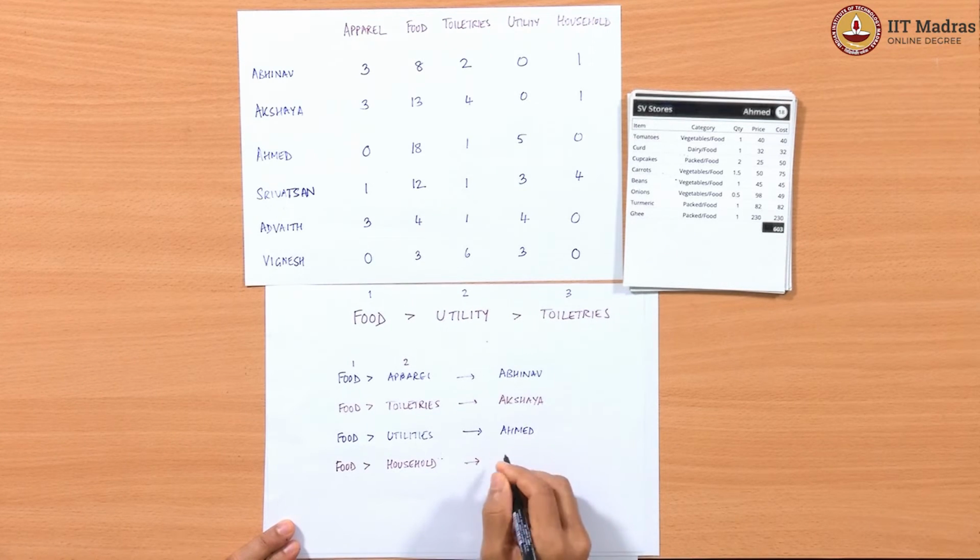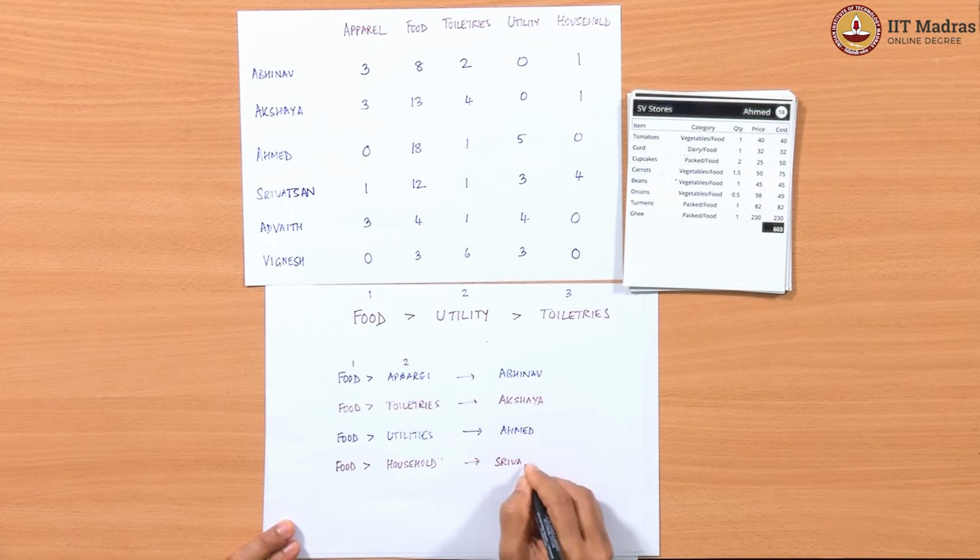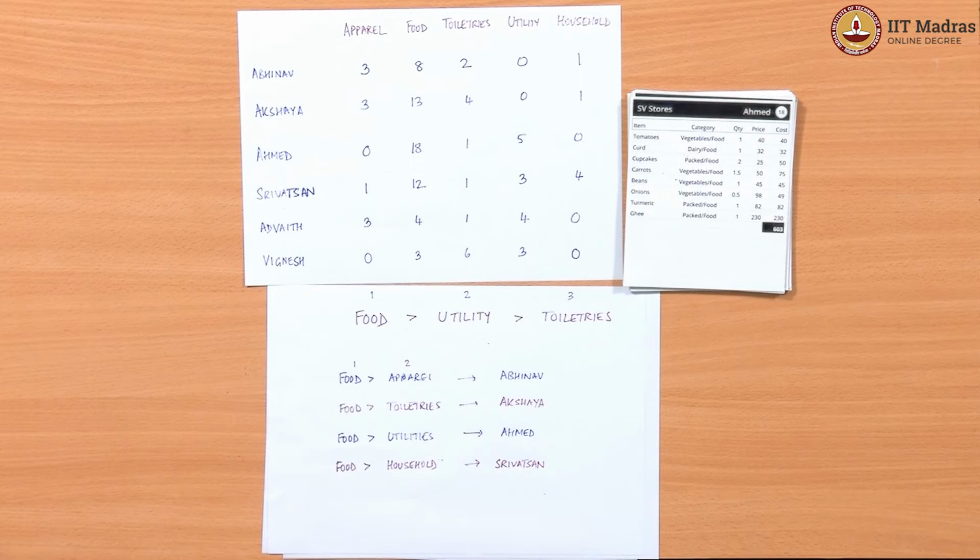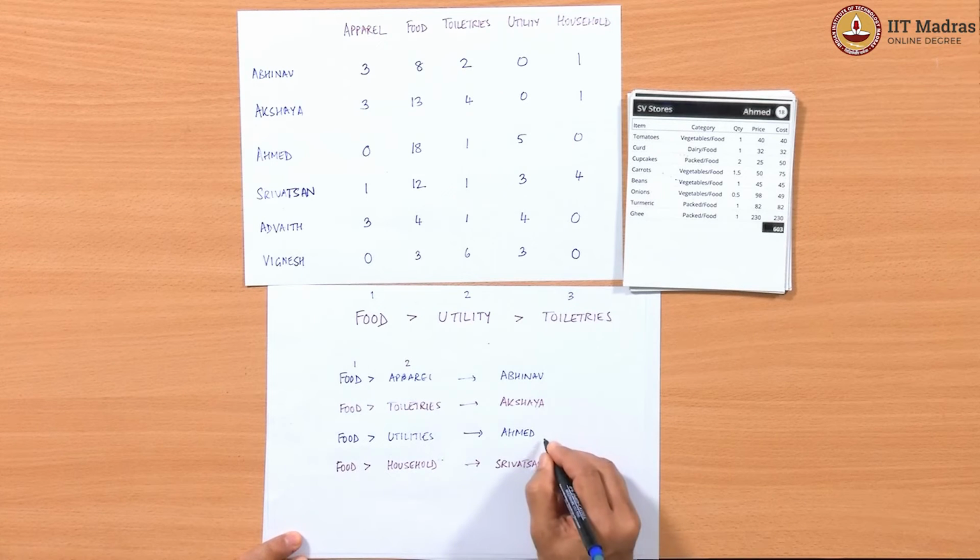But we are building it by looking at the data and figuring this out. That's the idea. Food greater than household, Srivatsa. All right. Then now we have food and utility, which are the same. So it should be like this. And now we have a problem, right? We have Advait also coming here.